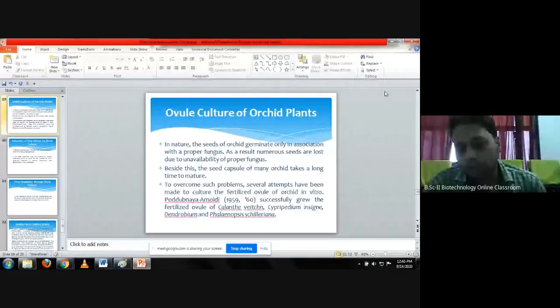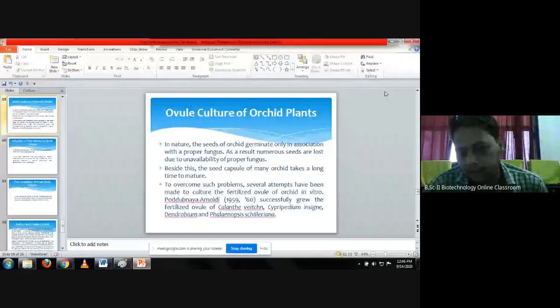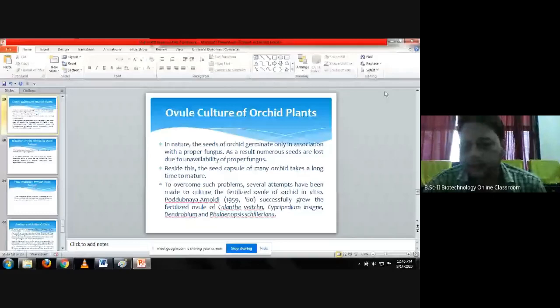To overcome such problems, attempts have been made to culture the fertilized ovule of orchid in vitro. That is, after the flower opens and the anther dries, they remove the ovule and culture it. They have done this in Calanthe veitchii, Cypripedium insigne, Dendrobium species and Phalaenopsis schilleriana. In these orchid species it has been done successfully, and by this method orchid plants are developed.